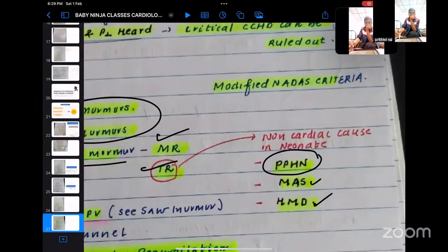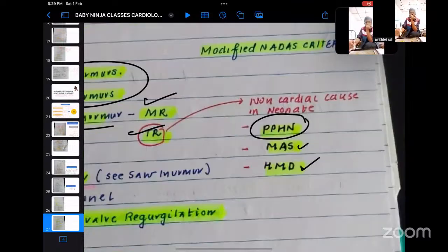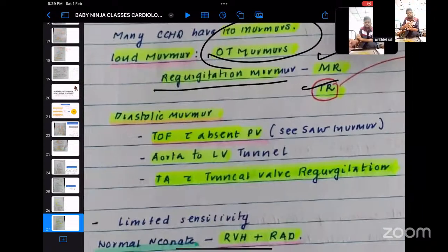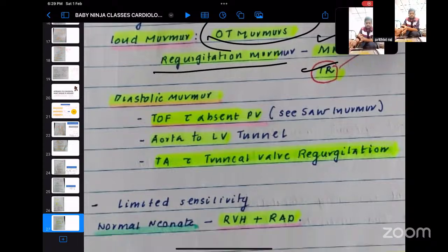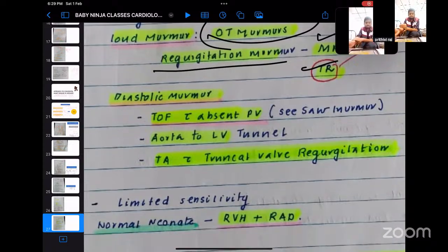Okay. So these are the three non-cardiac causes of tricuspid regurgitation. One is persistent pulmonary hypertension. Second is MAS, meconium aspiration syndrome, and hyaline membrane disease. And diastolic murmur, as we know, in neonates as well as children is always pathological according to Nadas criteria. So what are a few examples: TOF with absent pulmonary valve, aorta to left ventricle tunnel, and tricuspid atresia with truncal valve regurgitation. These are a few examples of diastolic murmur in a neonate.